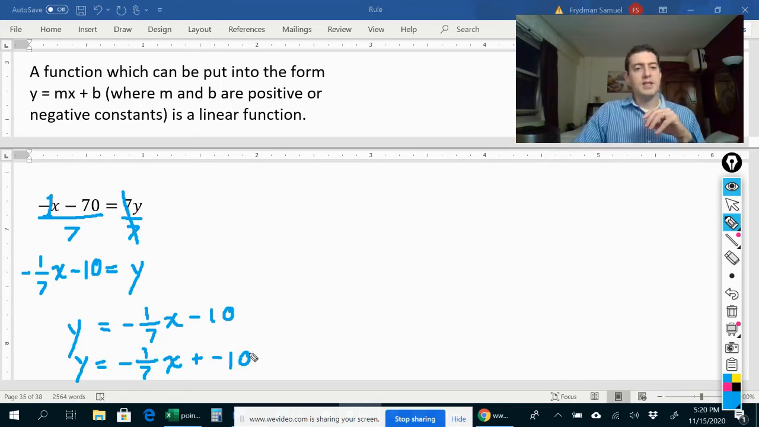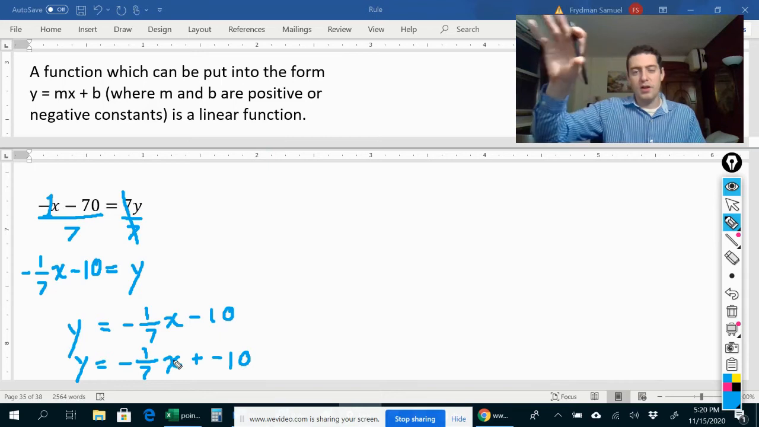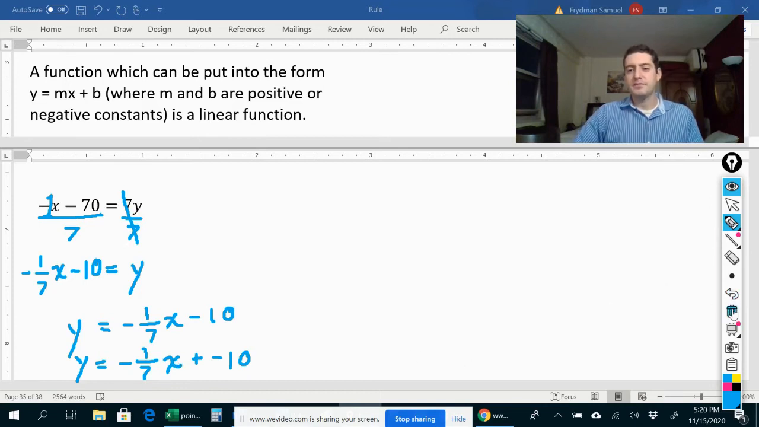And this is in perfect slope-intercept form, which I'll talk about in another video. And this would also be an example of a linear function. So if we were to find solutions to this equation and plot them all on a graph, we would see that those solutions would be making a straight line on the graph.